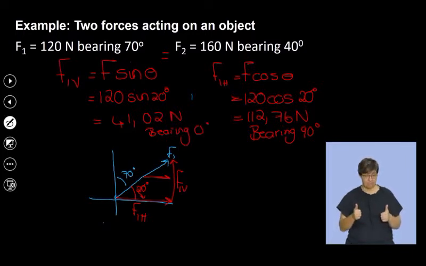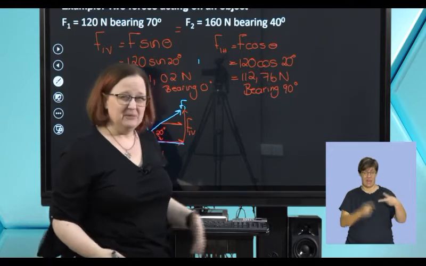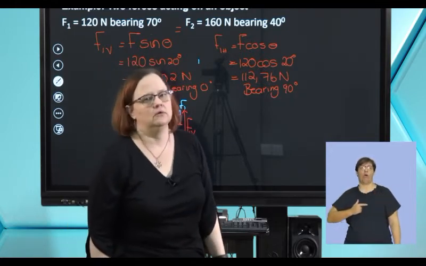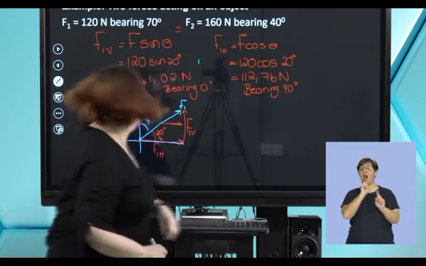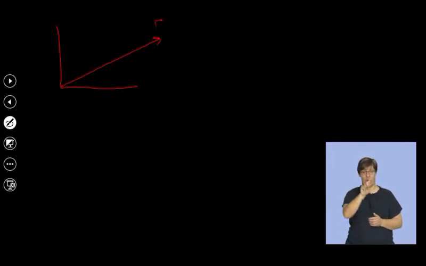We good? We've only found the components of the first one. Now we need to do the second one, okay? The thing about these questions is they're long, but we get a very accurate answer. So F2, let's just remind ourselves, was 160, and this angle was 40 degrees. Okay, so that's the way it looked.